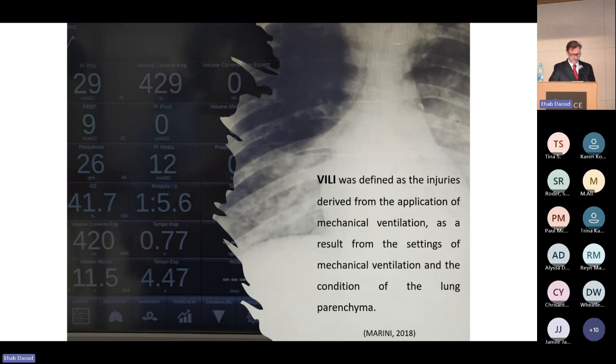Ventilation-induced lung injury was defined as the lesion derived from the application of mechanical ventilation, as a result of the setting of mechanical ventilation and the condition of the lung parenchyma. Although some authors believe that heterogeneity possibly influenced VILI, regardless of the quantification of the ventilation components.